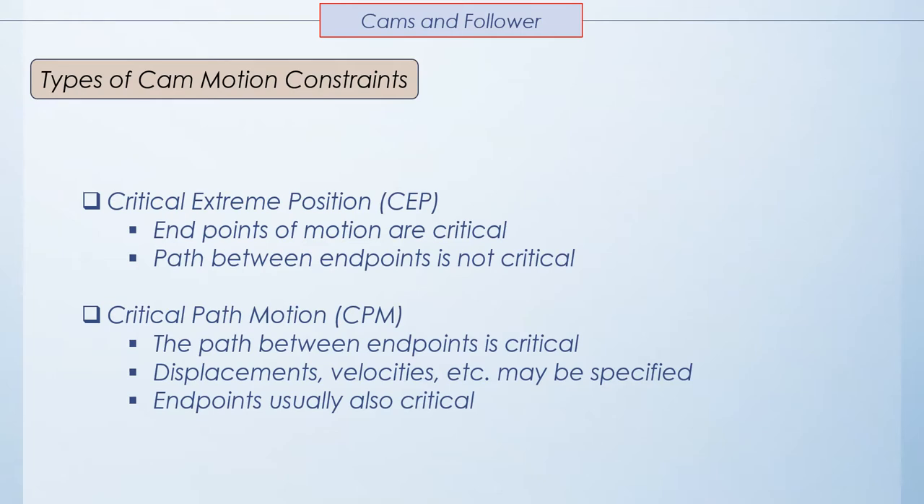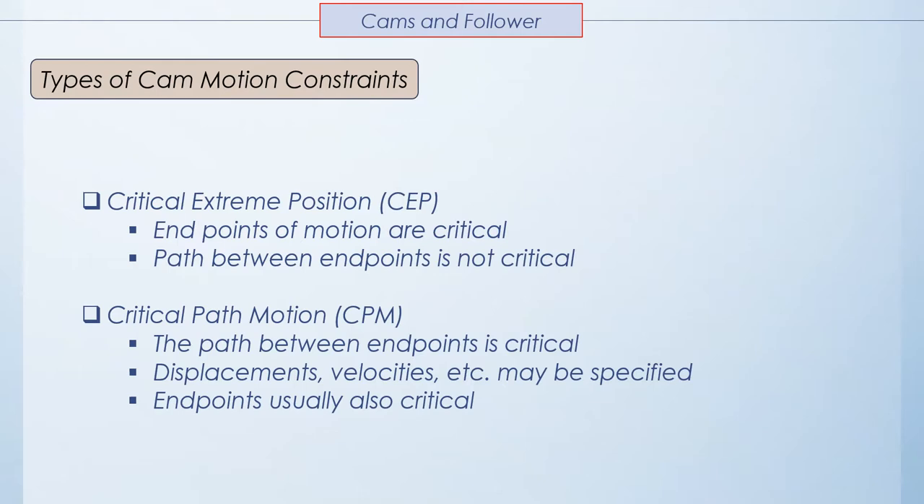In the other case, there may be some constraint on the way over, where we need to reach a certain speed, or we have to go through a certain point at a certain time. So the second one is more challenging from the design standpoint because we have more constraints on the problem. The first is critical only at the endpoints, so we added more requirements for the second category of motion, CPM.